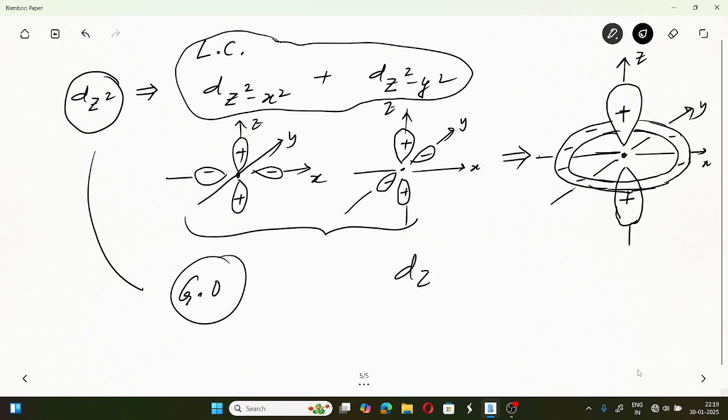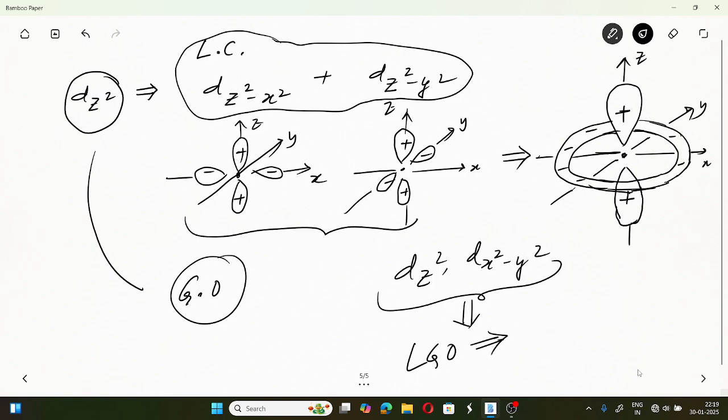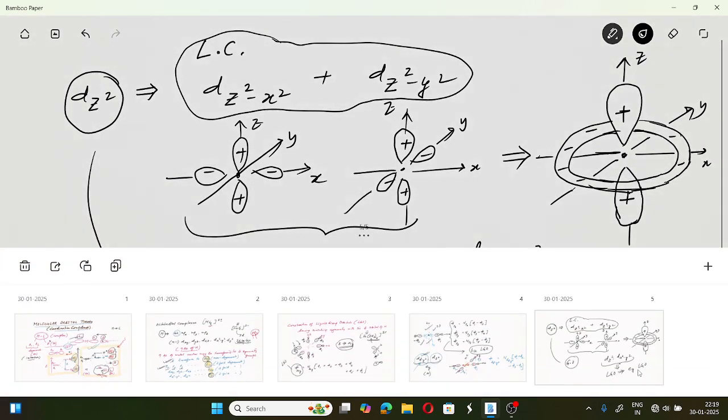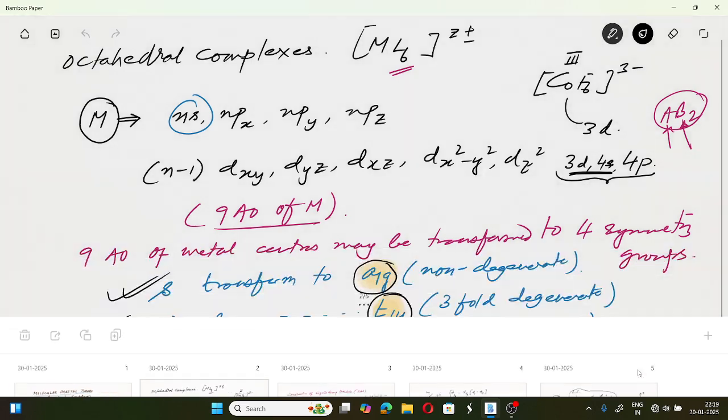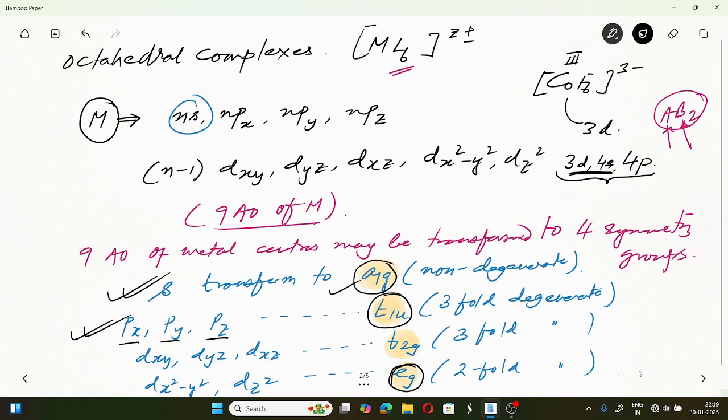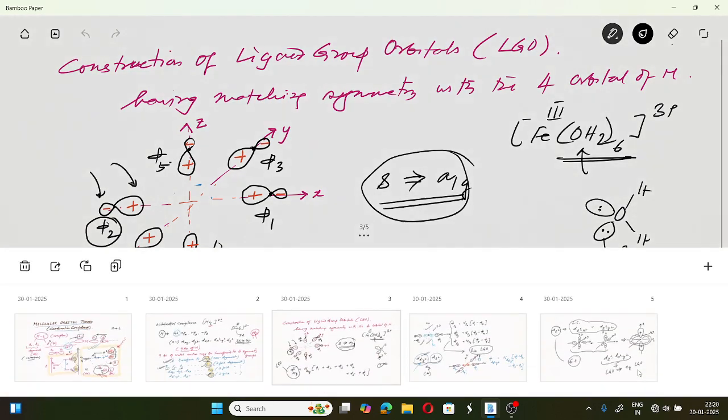So for dz square and dx square minus y square orbitals, if we draw the ligand group orbitals, they should be termed as what? EG-LGO. So that means what we have done as of now is we have constructed group orbitals having matching symmetry with this, this, and this. Now what we will try is we will try to draw the energy level diagram. Okay? So we shall try to draw the energy level diagram now.